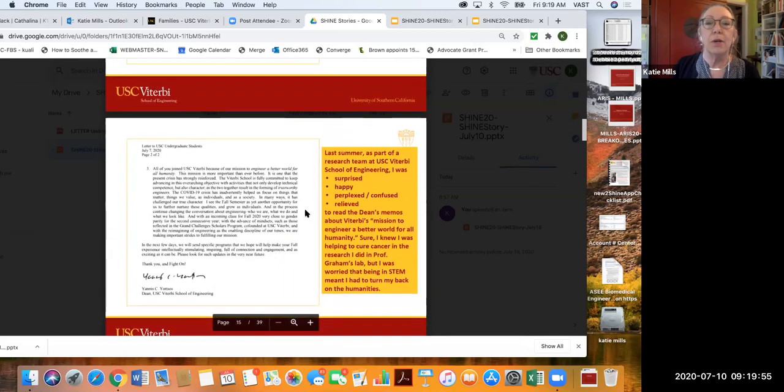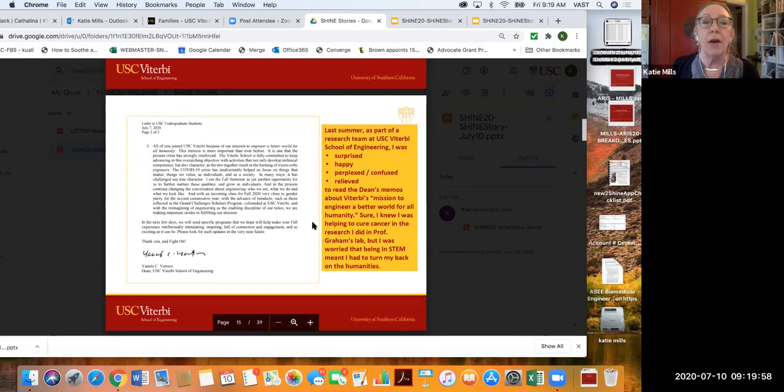Okay, so for instance, this is just one example: you could use the values expressed by one of your target colleges as a way of framing your college application. Maybe you might say something like, last summer as a part of the research team at Viterbi, I was, and then it doesn't really matter what your reaction is. It's almost like those Mad Libs where you can fill in the blank.